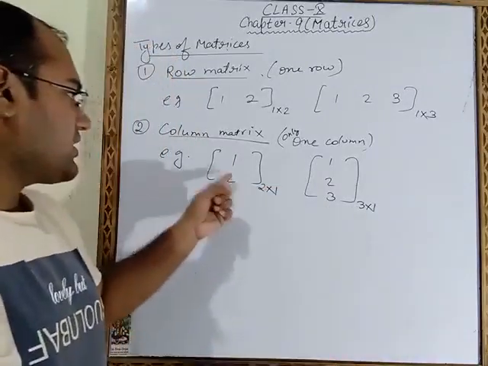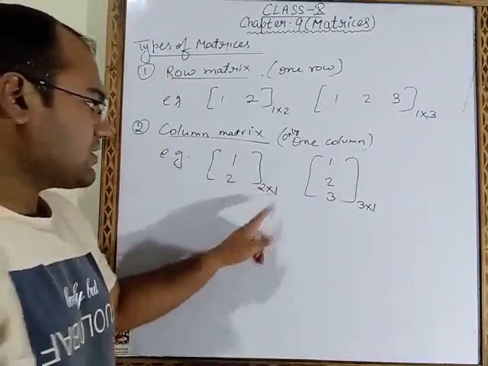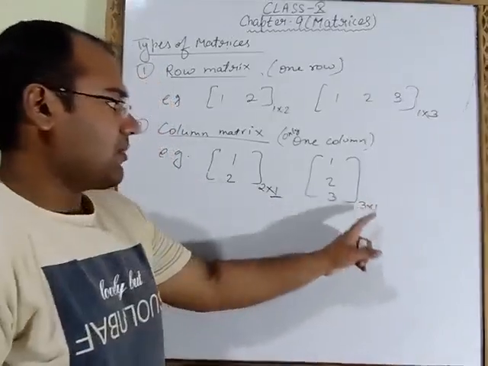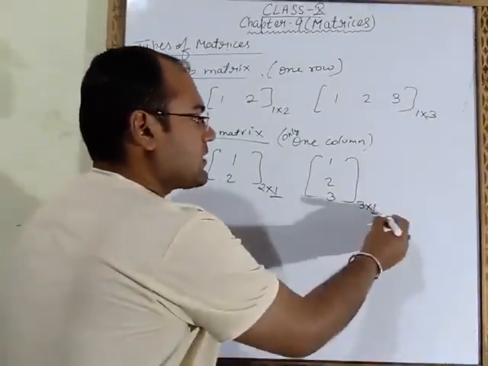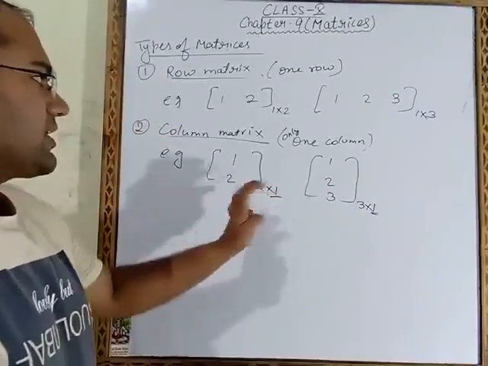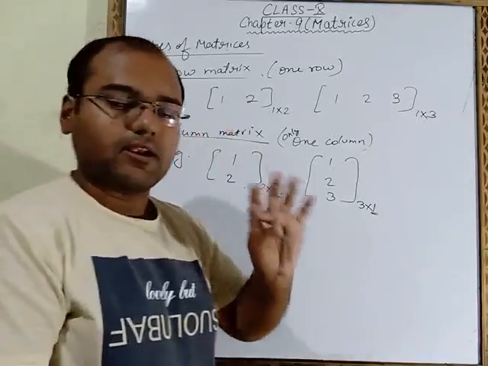Here you can check it. The number of columns in this matrix is 1. The number of columns in this matrix is also 1. That's why these two are examples of a column matrix.